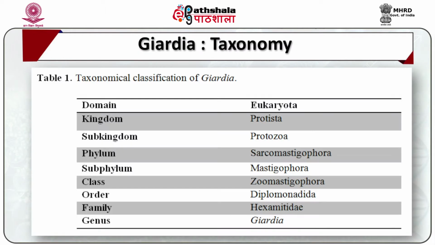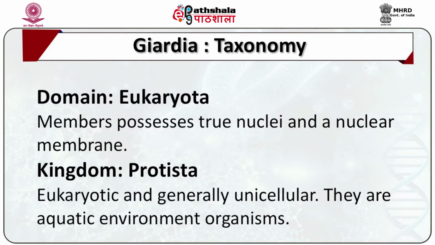Now let's have a look at the taxonomy of the parasite. Giardia belongs to the domain Eukaryota. Members of this domain possess two nuclei and a nuclear membrane. It belongs to the kingdom Protista. Members of this kingdom are eukaryotic and are generally unicellular organisms, although a few multicellular organisms also fall into this kingdom. The major key feature of Protista is that they are aquatic environment organisms.